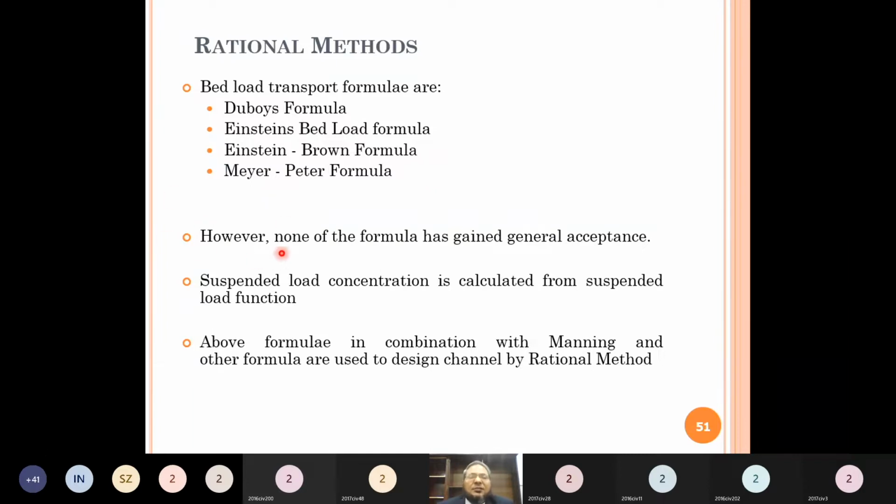However, you know, even more than these four, there are many equations to compute the bed load transport rate. But none of the formulae has gained general acceptance. You know, if you use these formulae, they will give you drastically different results.